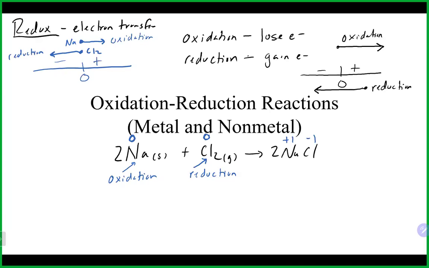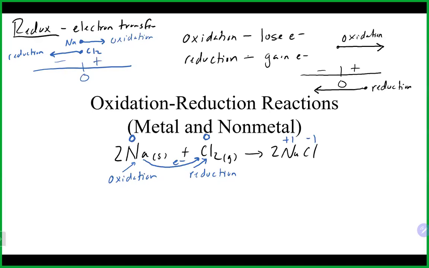So basically what is happening in this case is it is the sodium that is sending electrons over to the chlorine. And this again is the third reason why a reaction takes place, is that electrons are being transferred in this case. Any questions on that there?